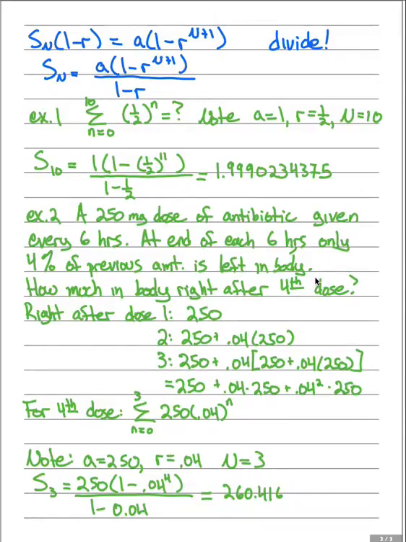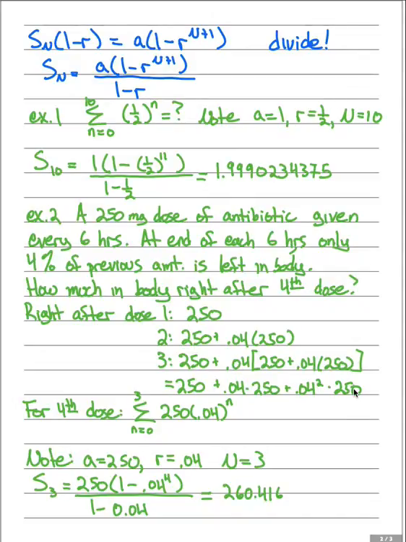And I just start by trying to write things down and looking for a pattern. So after the first dose, immediately afterwards, there's that 250 milligram dose in your body. After the second dose, you have that brand new dose of 250 milligrams, but you also have 4% of what was originally given, or what was there in the previous step. Right after the third dose, you have that new dose of 250 milligrams, plus 4% of whatever there was in the previous step. So that's 4% of this whole expression. And if you expand out, this is 250 plus 0.04 times 250 plus 0.04 squared times 250.